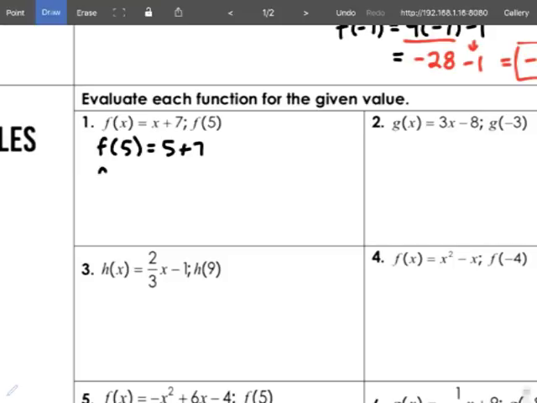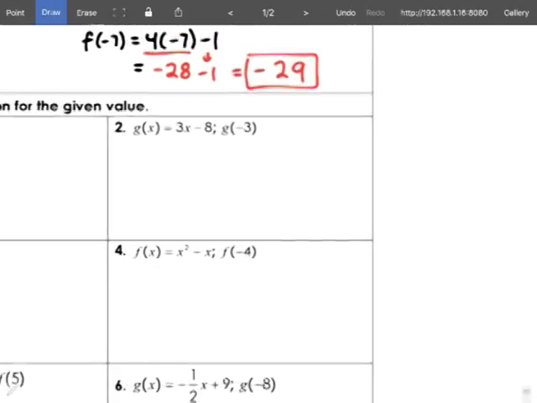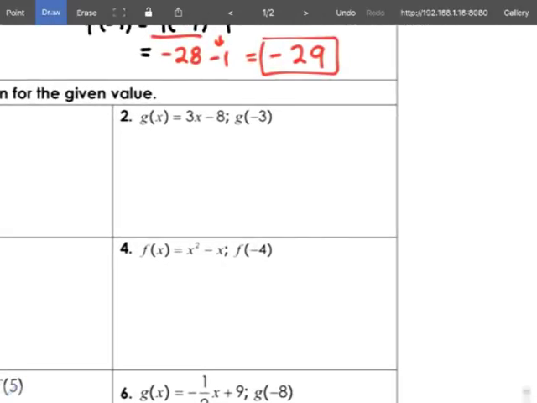So that means f of 5, what is 5 plus 7? 12. So 12 is our answer. Okay, 12 is our answer. What about this piece? So this piece tells us our x is, see, g of x, g of negative 3. So negative 3, we're going to substitute that in for each x that we see. G of negative 3 equals 3 times negative 3 minus 8.